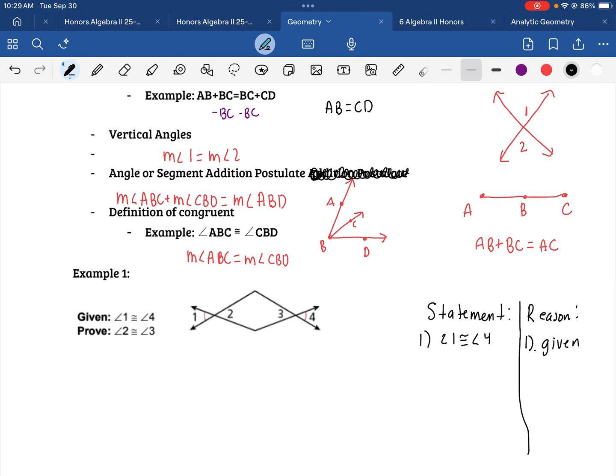Okay, the second thing that we can tell from our diagram here, we have a pair of vertical angles. We've got angle 1 is congruent to angle 2. That is by vertical angles. And we also know, because of vertical angles, that angle 3 is congruent to angle 4.